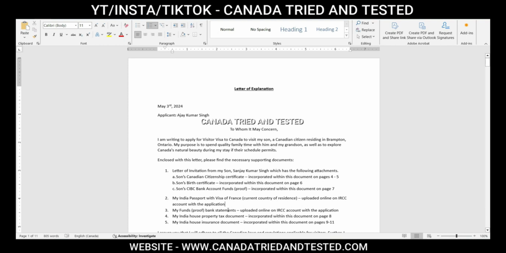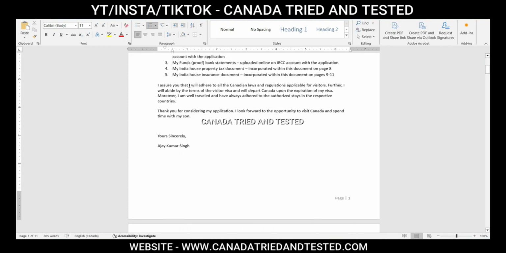Okay, and then let's come down. I assure you that I will adhere to all Canadian laws and regulations applicable for visitors. Further, I will abide by the terms of the visitor visa and will depart Canada upon expiration of my visa. Moreover, I am well traveled and have always adhered to authorized stay in the respective country. So in our parents' case, they have traveled to multiple countries and the entry and exit has happened within whatever the visa timeline was. So they have those documents to prove that they're not going to overstay in Canada.